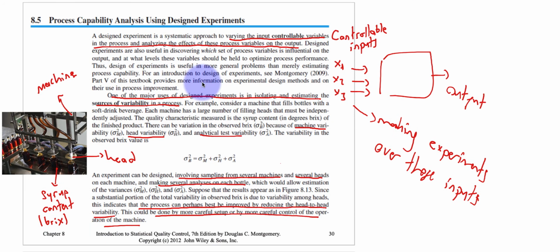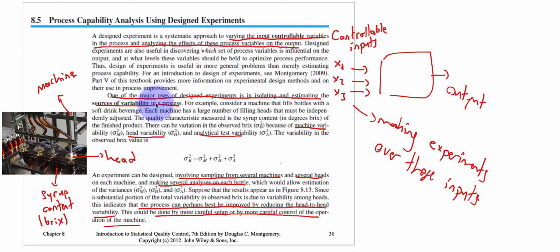And the last tool we can use for process quality analysis is designed experiments. What is design of experiments? It's a systematic approach to varying the input controllable variables in the process and analyzing the effects of these process variables on the output. So we are going to make some arrangements, some experiments on these controllable inputs, to see the effect on the output of the process.